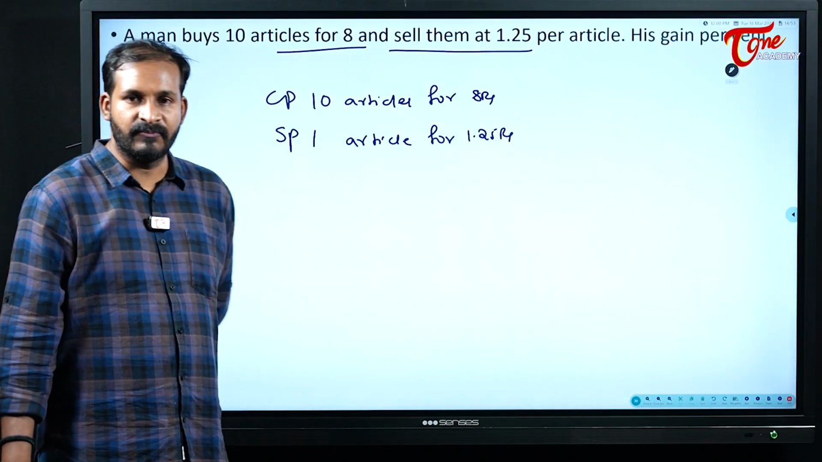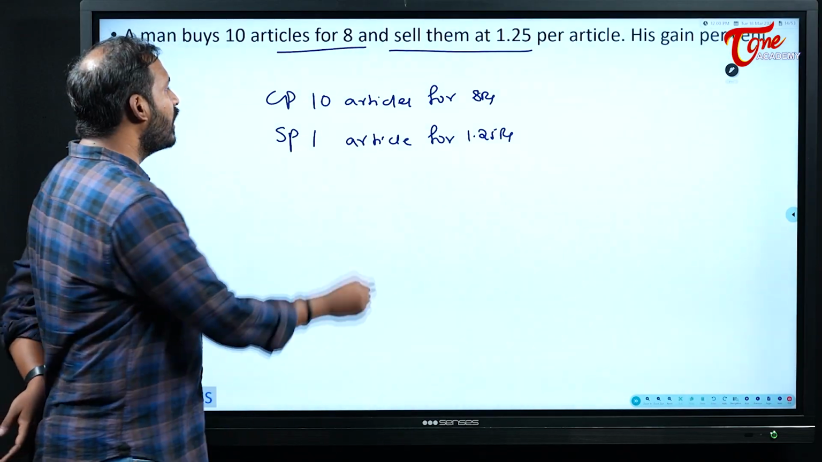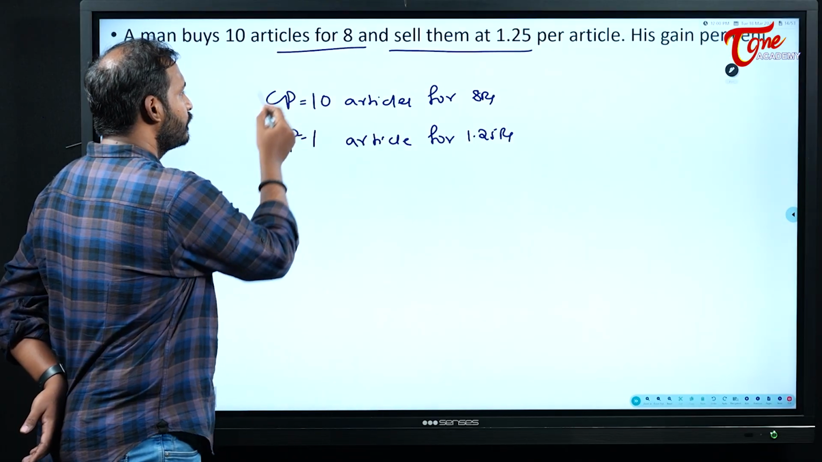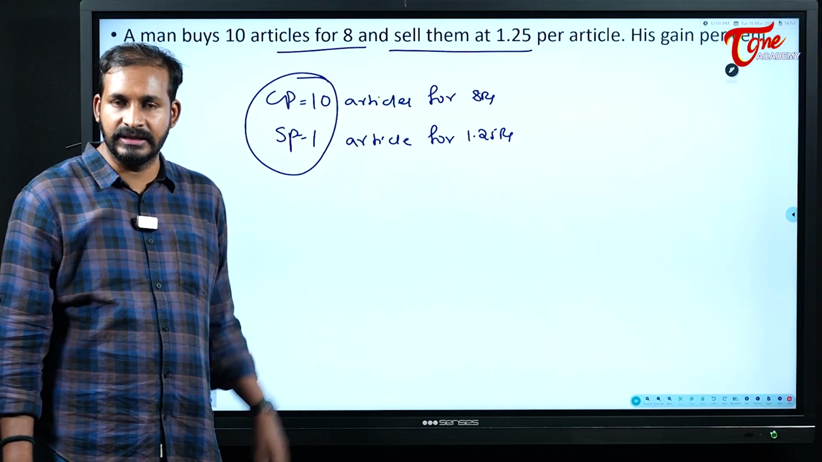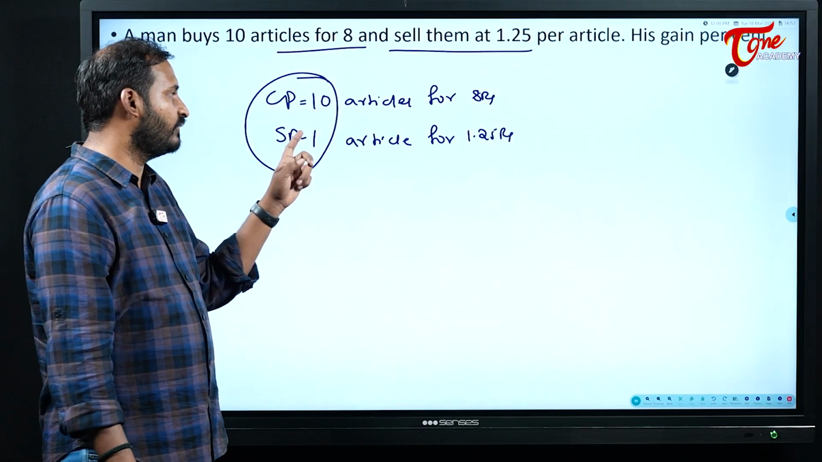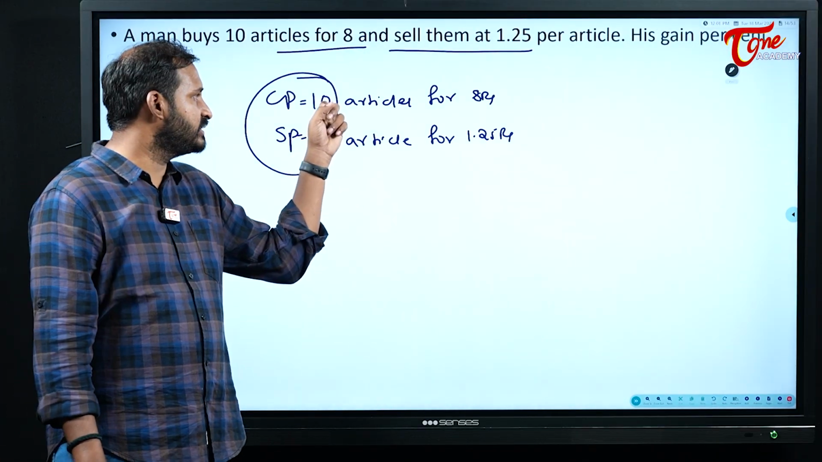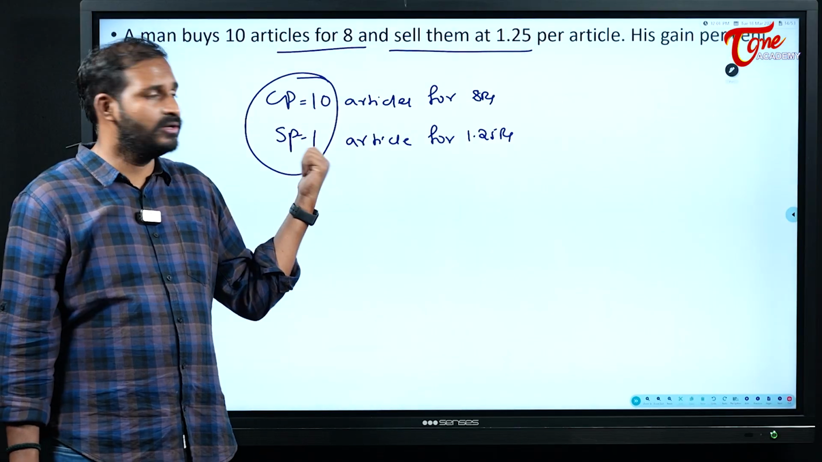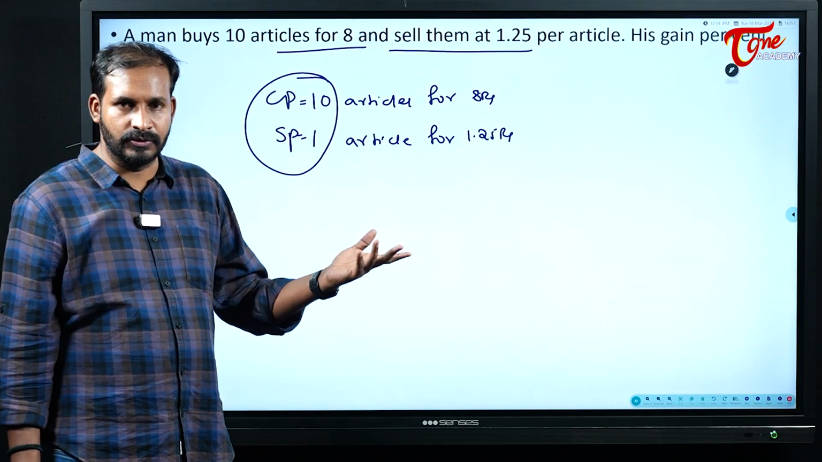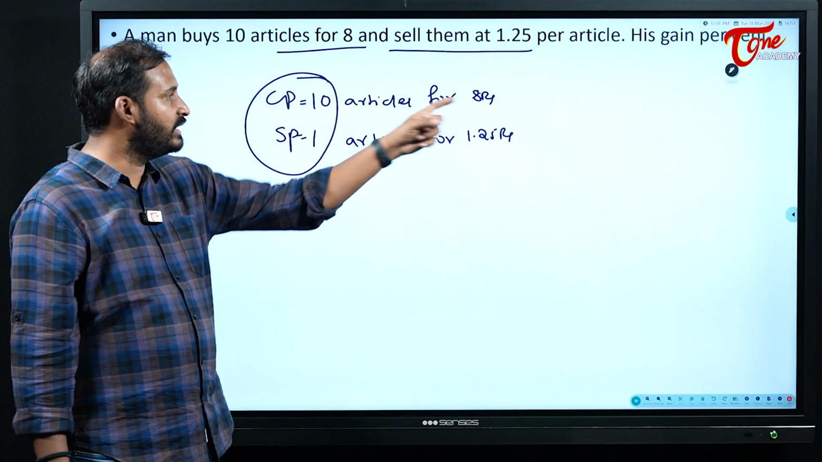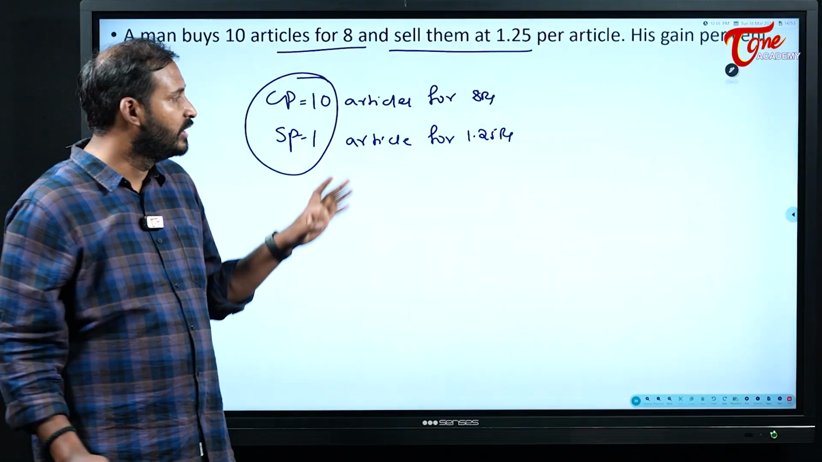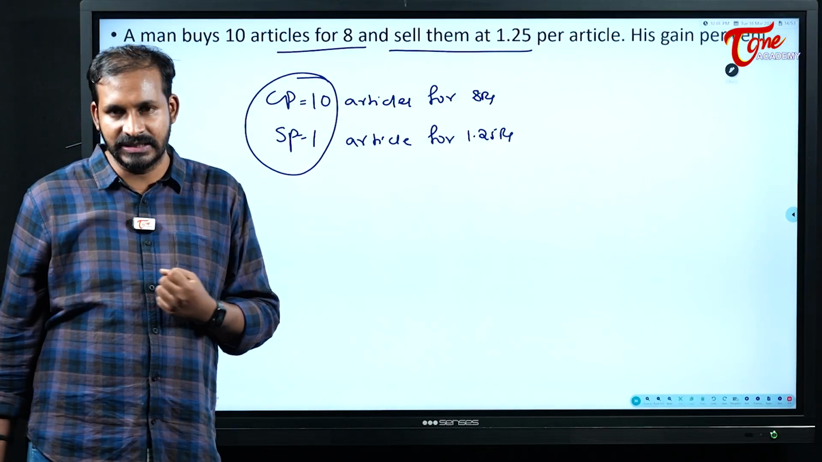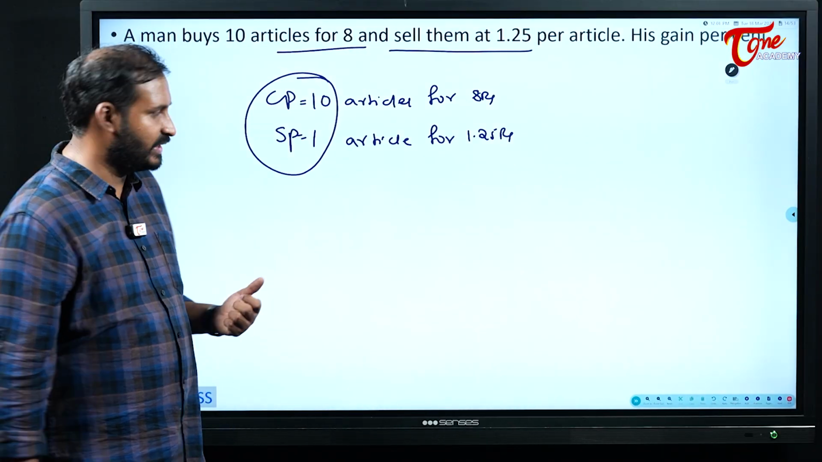Before solving these types of problems, make sure that the quantities are equal. Here he purchased 10 and he sold 1, right? That is the data they gave. So, first of all, we should equalize them. Either you convert this into a lesser value or convert this into a higher value. It is up to you. You can divide the CP by 10, or else multiply SP by 10. In this case, multiplying is easier for me than division, so I will go for multiplication.